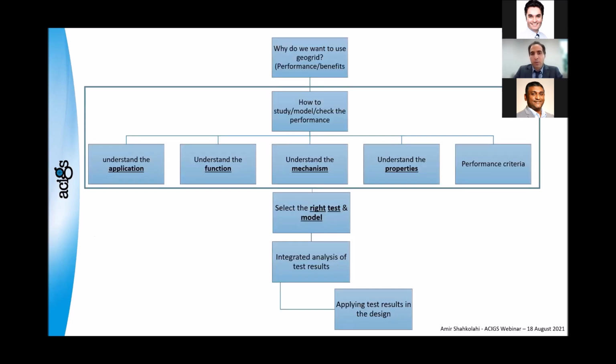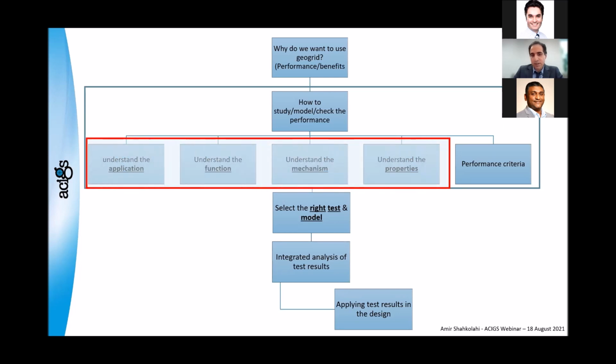Now, if I put it in a flowchart for you to have a better understanding, this is how it looks, what we discussed so far. When we know the reason we want to use geogrid, the benefit or performance we want to achieve, the next step is how to study and check the performance, which has different sections, as you can see: understanding the application, function, mechanism, properties, and then criteria. Then we go to the right test and model, then analyze, and then use it in the design. Let's go through this section in more detail to study each of these parameters separately.